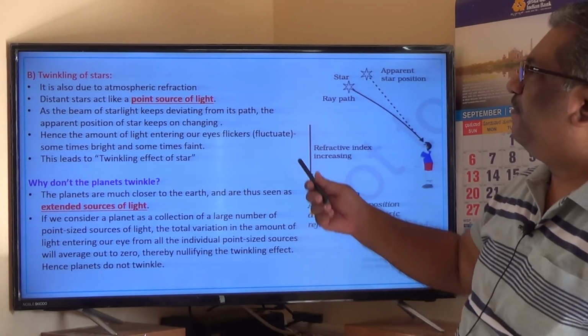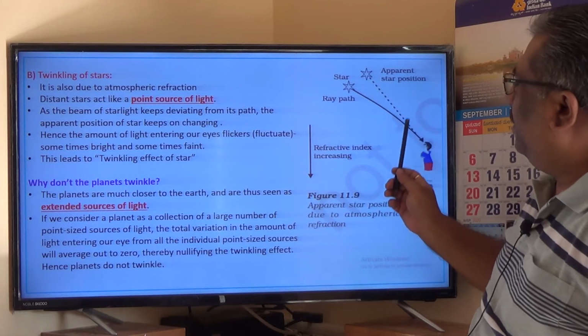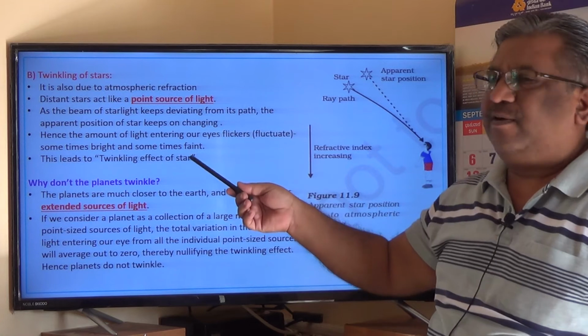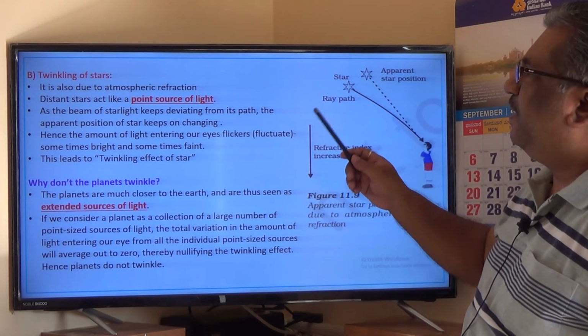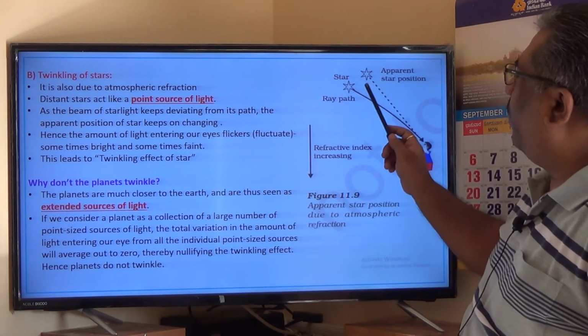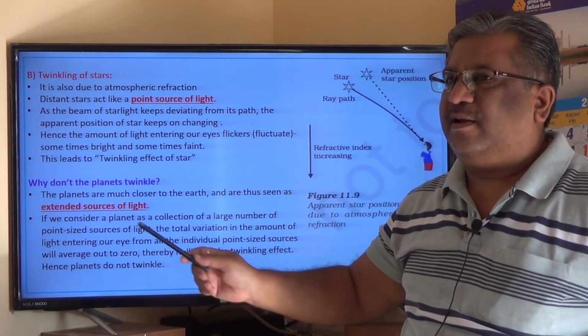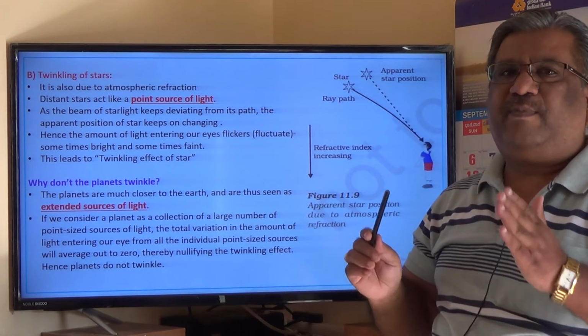Next, twinkling of the stars. Why do stars twinkle? Here, a couple of points are important, which I will highlight at the end of the explanation. So let us read this. Why does the twinkling of the stars take place, or why do stars twinkle and why don't the planets twinkle? These two questions we will answer now. This is also due to atmospheric refraction.